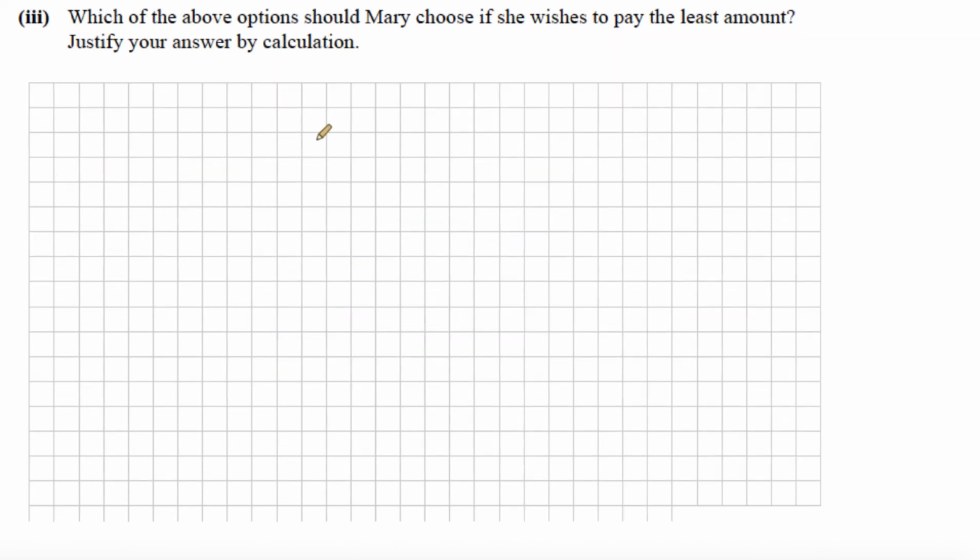Okay, and finally, part 3. Which of the above options should Mary choose if she wishes to pay the least amount? Justify your answer by calculations. Okay, so we have Buy Right, and then we have Bargain Deals. These are the two options.